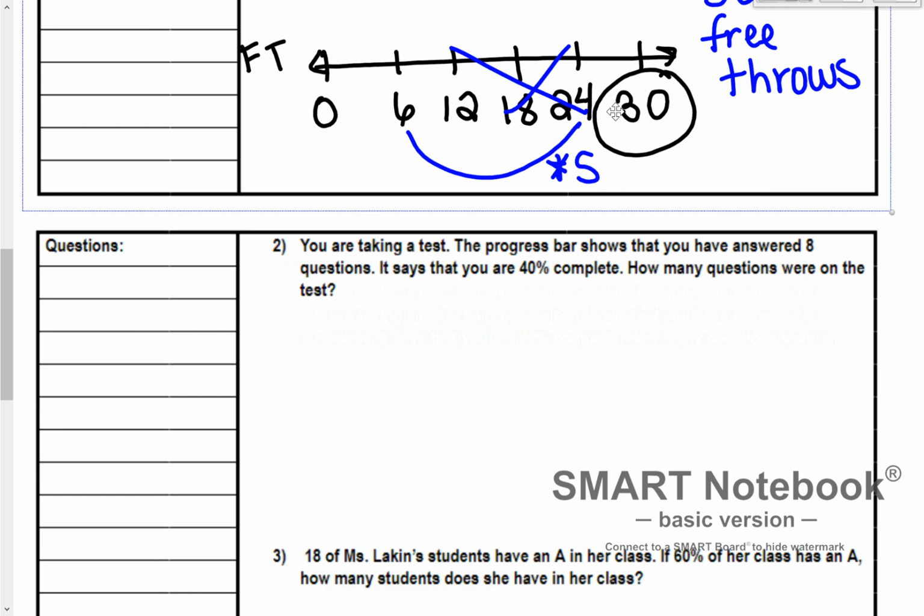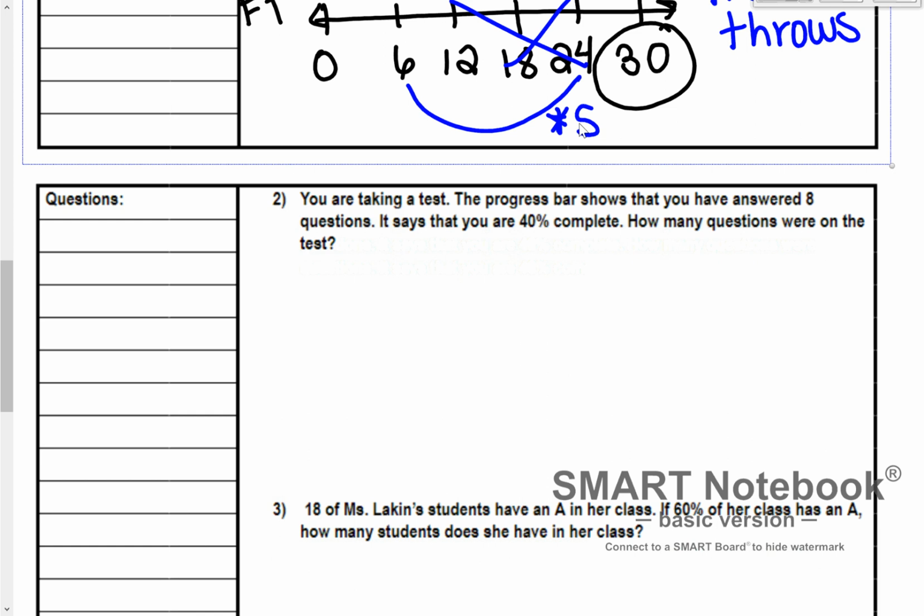All right, we're taking a test. The progress bar at the top shows you've answered 8 questions and it says that's 40% complete. So think about that little bar that shows you how many questions you've answered out of how many are total, like on a CMAS test or something. That's what we're talking about.